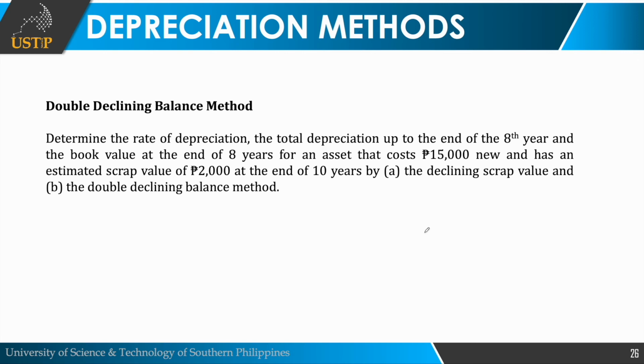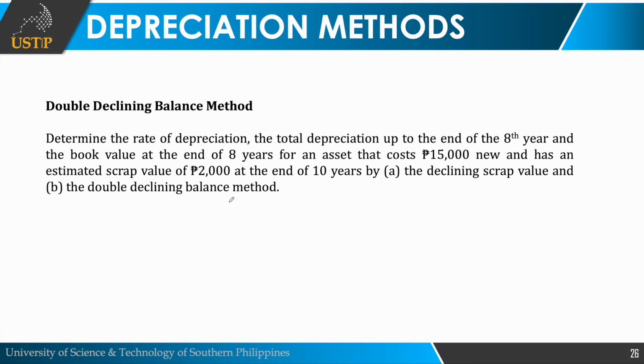Determine the rate of depreciation, the total depreciation up to the end of the 8th year, and the book value at the end of 8 years, for an asset that costs 15,000 new and has an estimated scrap value of 2,000 at the end of 10 years, by the declining balance and the double declining balance method.